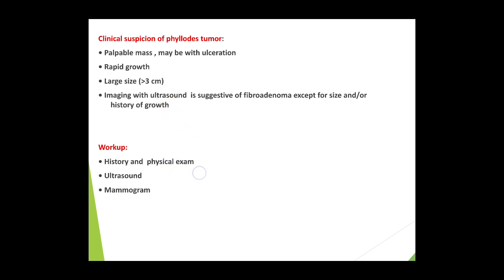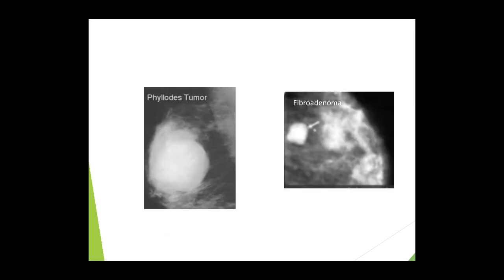Imaging tests are used for the diagnosis, and these include ultrasound, which is very important, and mammography also. This picture is showing the mammography features of a benign disease, which is fibroadenoma, and a malignant disease, which is the phyllodes tumor. Differences are present in the size, the shape, and the margin between these two lesions.